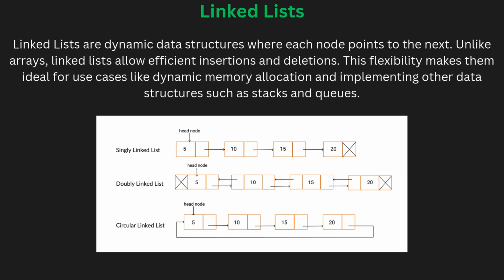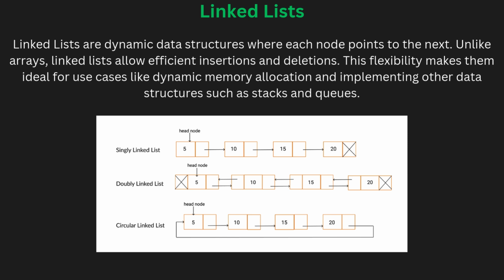So now, linked lists. Linked lists are a type of linear data structure where each element or node contains the data and a reference or link to the next node in sequential order. Unlike arrays, linked lists allow for efficient insertion and deletion operations, as elements can be added or removed without shifting the other elements. Singly linked lists have nodes with a single link to the next node, while doubly linked lists allow traversal in both directions with two links, next and previous. Circular linked lists connect the last node back to the first, forming a loop.